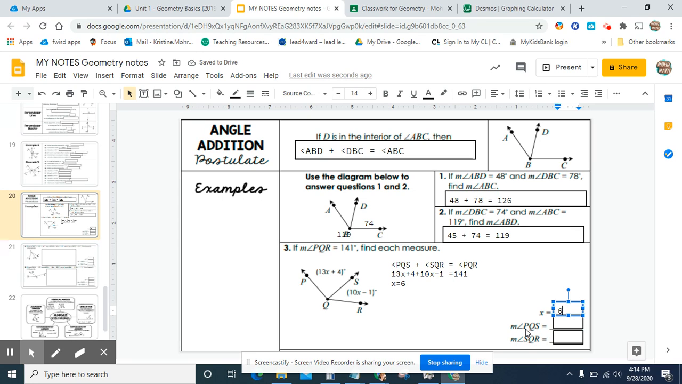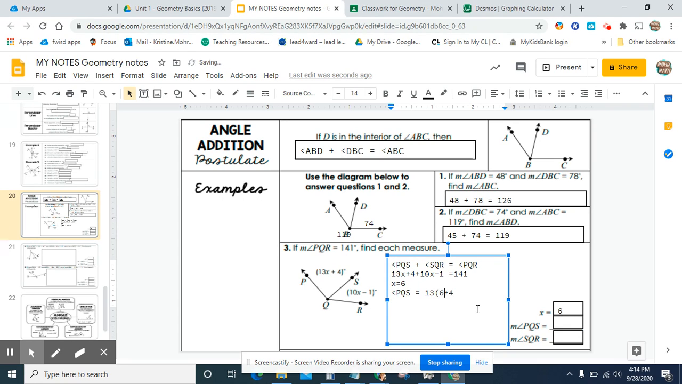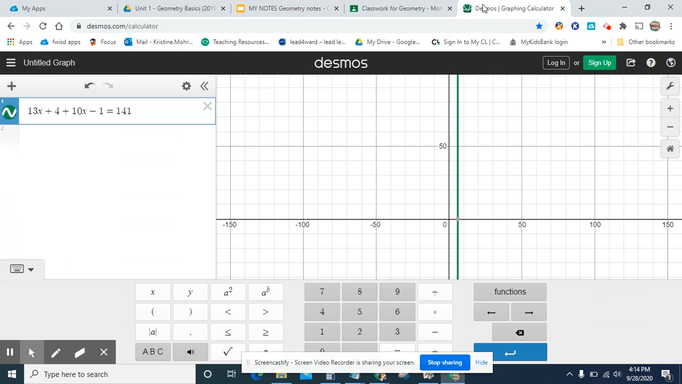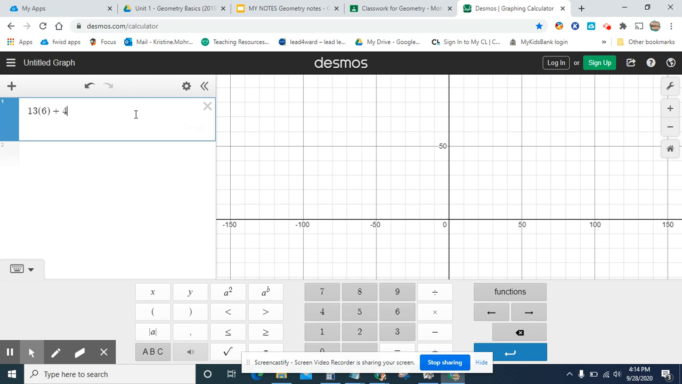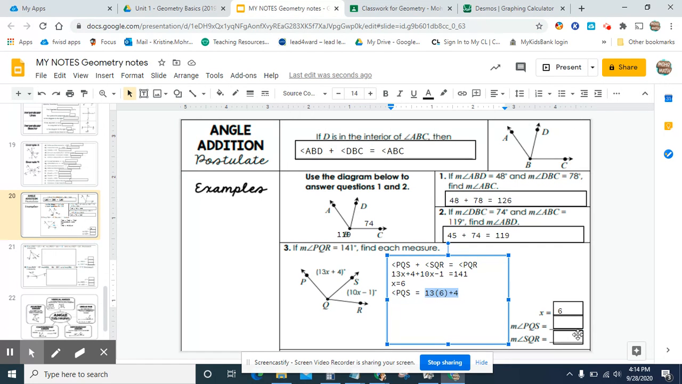But it wants us to go in and find each measure. So we know x is equal to 6. Now we need to find angle PQS. PQS is represented by 13x plus 4. So let's change this x to what we know x actually is, which is 6. If we do 13 times 6 plus 4, that's 82. So PQS is 82 degrees.